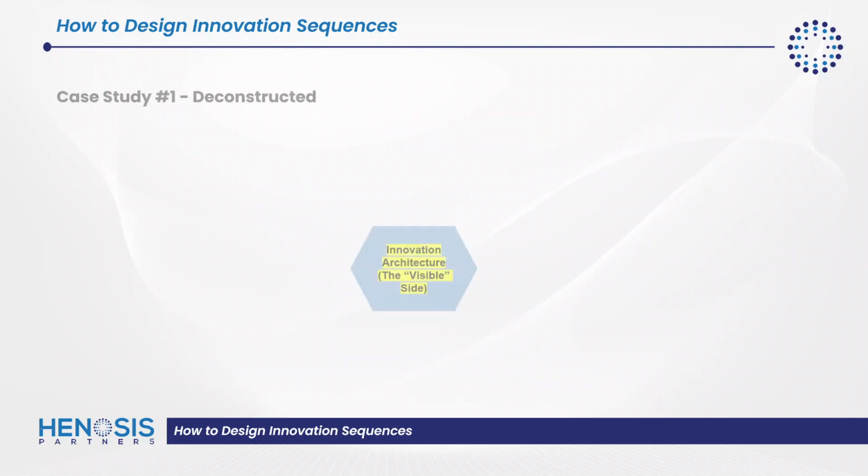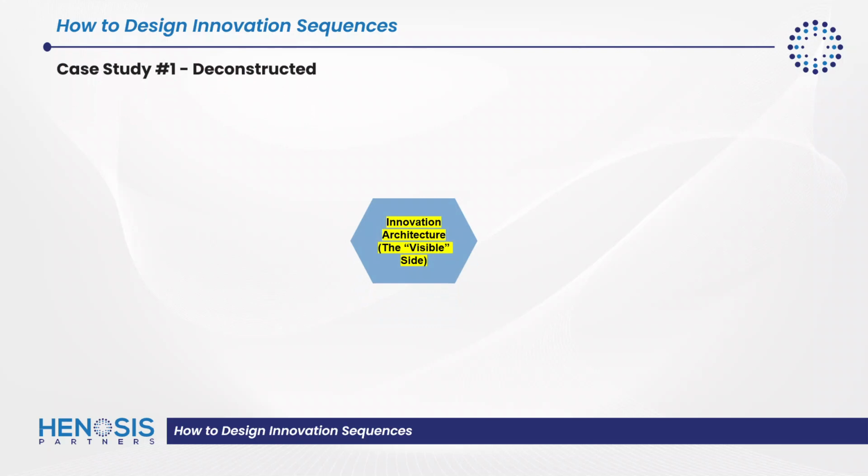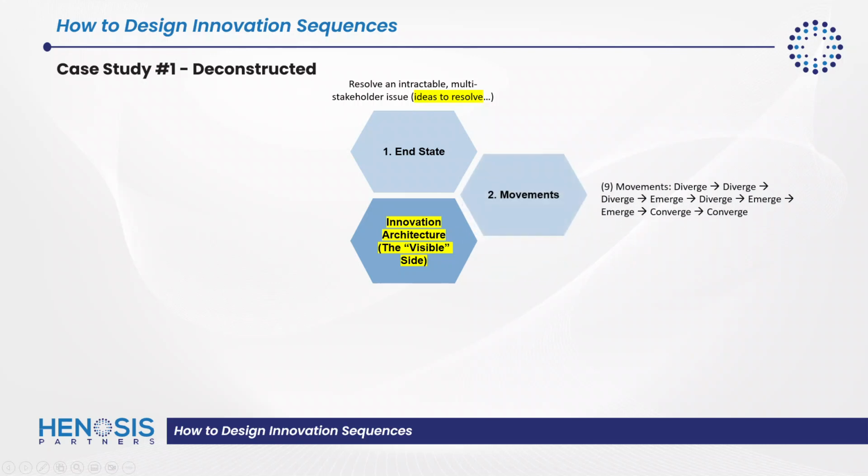We can deconstruct this case study even further by looking at the visible side of the innovation architecture. And we do this by looking first at the end state. The end state of this particular innovation sequence was to help resolve an intractable multi-stakeholder issue, and in particular, wanting to walk out of the workshop with specific ideas on how to resolve the issue. This design was also reflective of several movements, 9 movements in particular, that spanned the diverge, converge, and emerge movements that we talked about earlier.